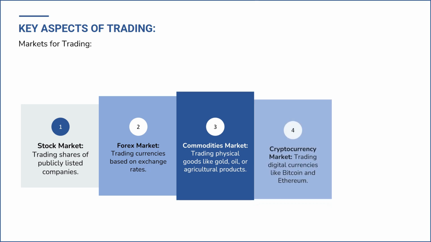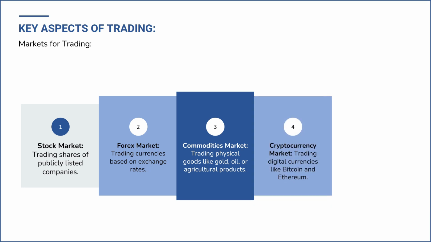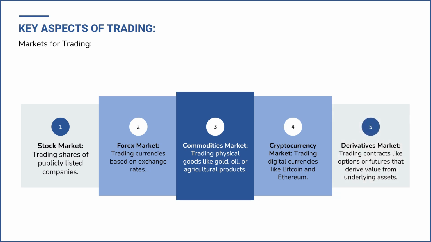And we have cryptocurrencies. So the crypto market is trading digital currency like Bitcoin and Ethereum. So in the crypto market, what we trade is digital currency like Bitcoin. If you ever heard about Bitcoin or Ethereum, they're in the crypto market. We talk about the derivatives market, right? We trade contracts like options and futures that derive value from underlying assets. So a lot of times you hear people talking about, oh, I'm trading futures or I'm trading options. These are derived from underlying assets, right?